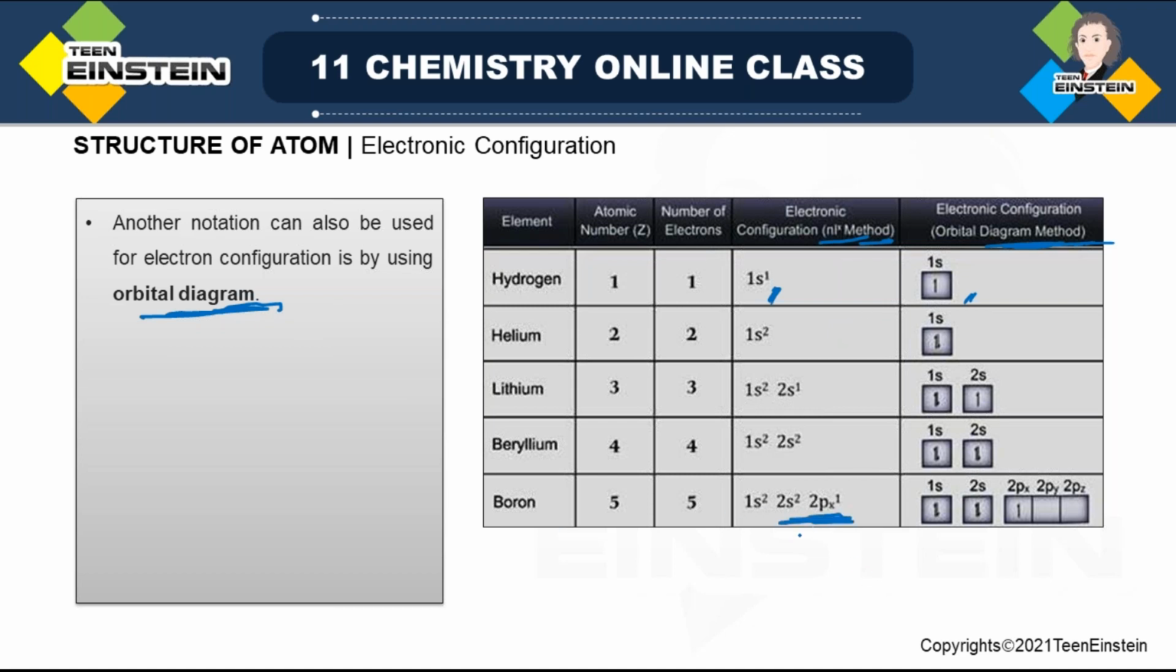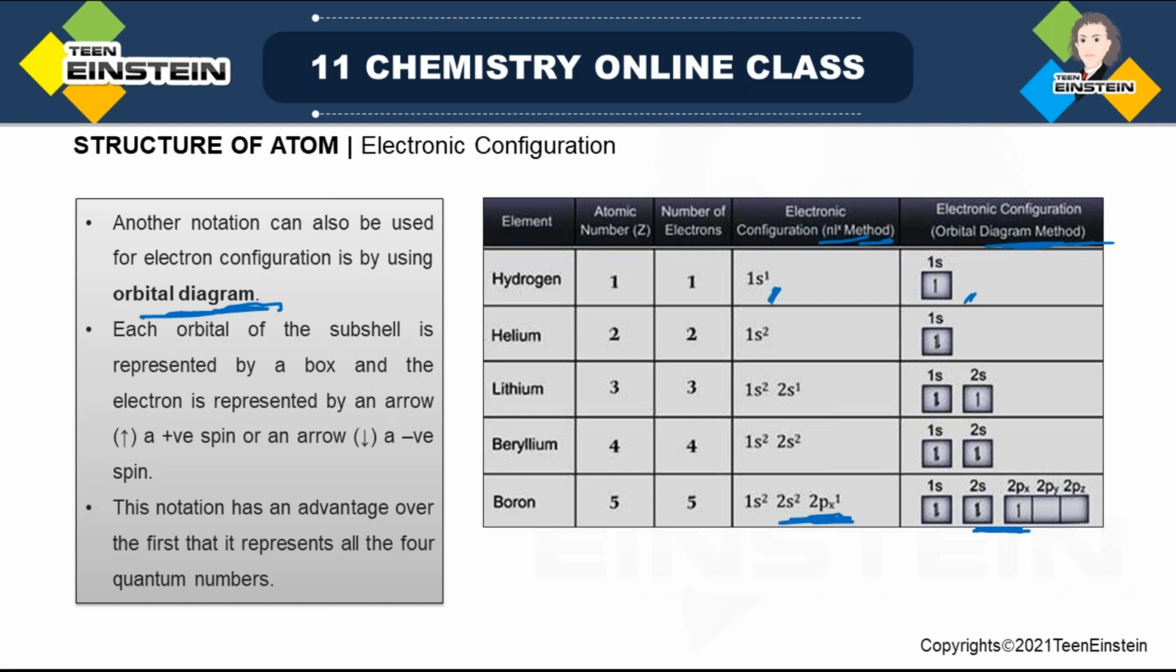See boron: 1s2, 2s2, 2p1. So how have we written it? Like this. In this case, each orbital of the subshell is represented by a box and the electron is represented by an arrow. Positive spin is upward, negative spin is downward.